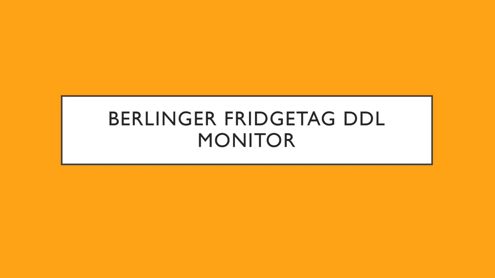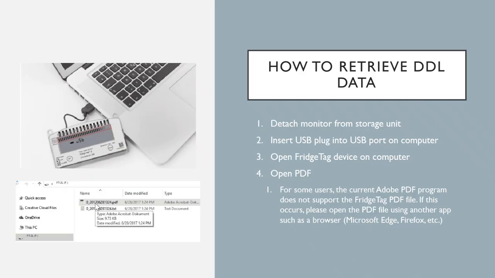First, we're going to go over the Berlinger Fridge-Tag DDL monitor. Next slide. This is the most common DDL monitor amongst our population here in Hawaii. And to retrieve this data, it's fairly simple. You're going to detach the monitor from your storage unit. There is a USB plug that pops out from the top of the DDL, and that's going to go into the USB port on your computer or laptop. You're going to go ahead and open the Fridge-Tag device as it pops up on your computer, and go ahead and open the PDF, as seen in the pictures to the side.